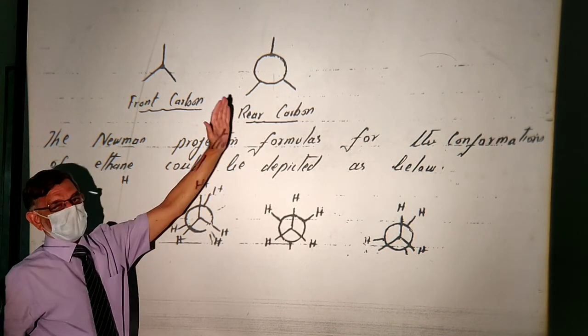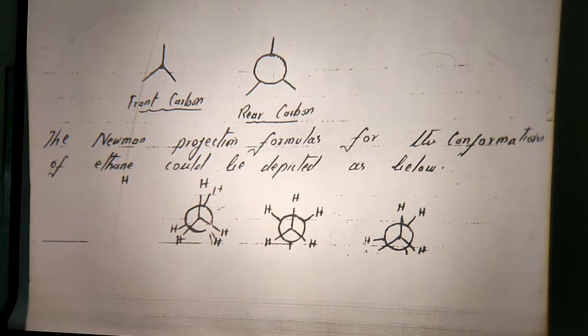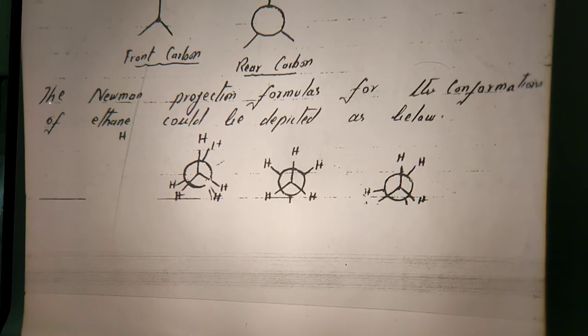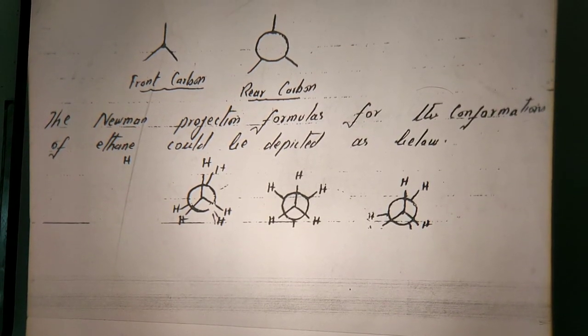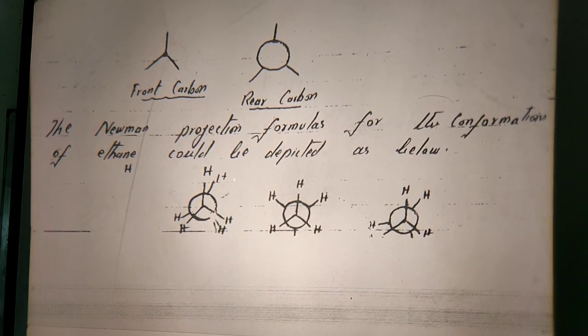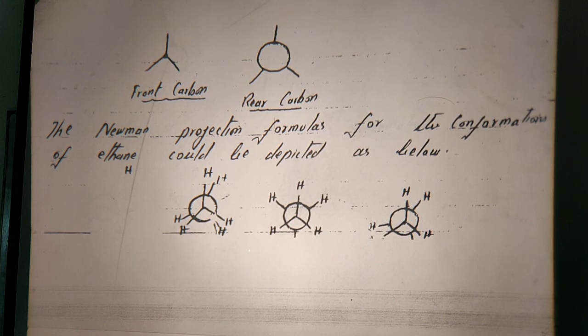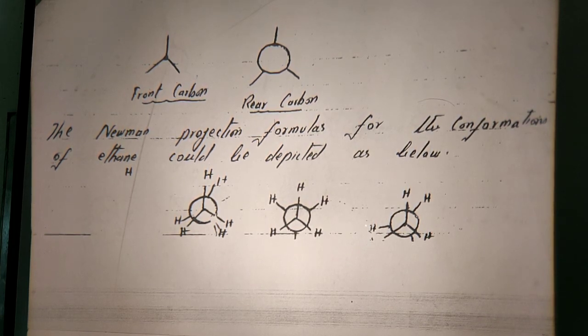The front carbon and the rear carbon, and in between them there are methyl groups, and those are exactly lying upon each other. Now, the Newman projection formula for the conformation of ethane could be depicted as below. Now, this is eclipsed. This is exactly opposite to it. This is called staggered, and this is one of the in-between forms, which is called skew.